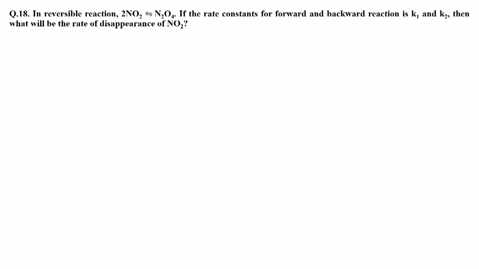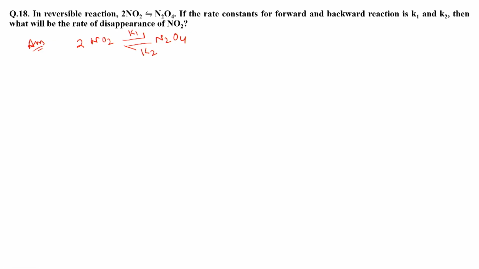In a reversible reaction, 2NO2 goes to N2O4. If the rate constants for forward and backward reaction are K1 and K2, then what will be the rate of disappearance of NO2? Okay, so the reaction is 2NO2 goes to N2O4, and the rate constant of the forward reaction is K1 and rate constant of backward reaction is K2.